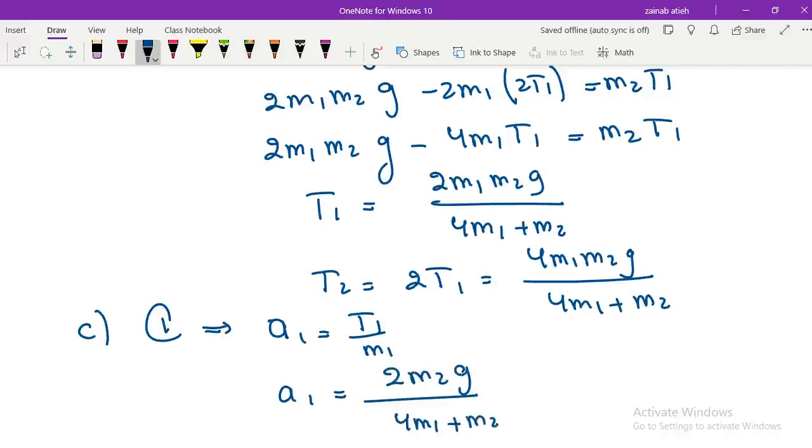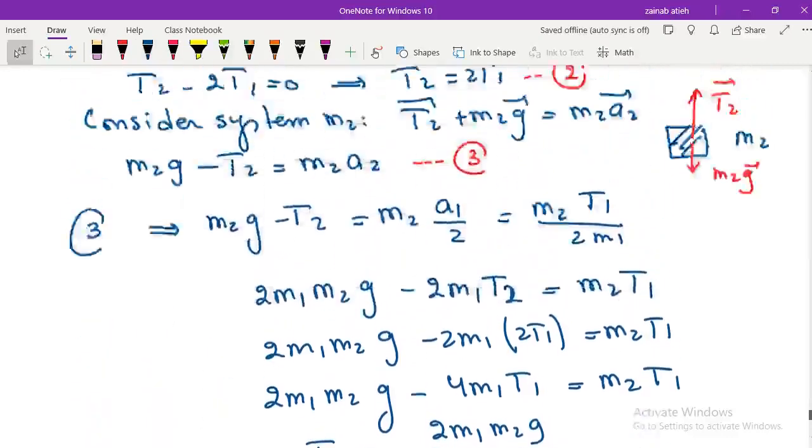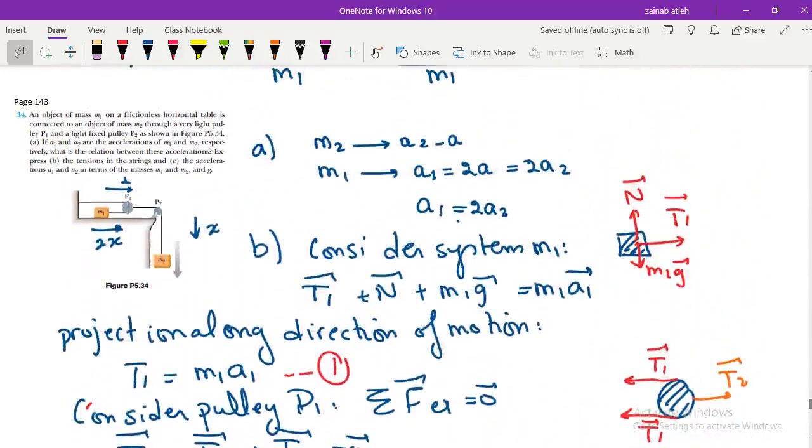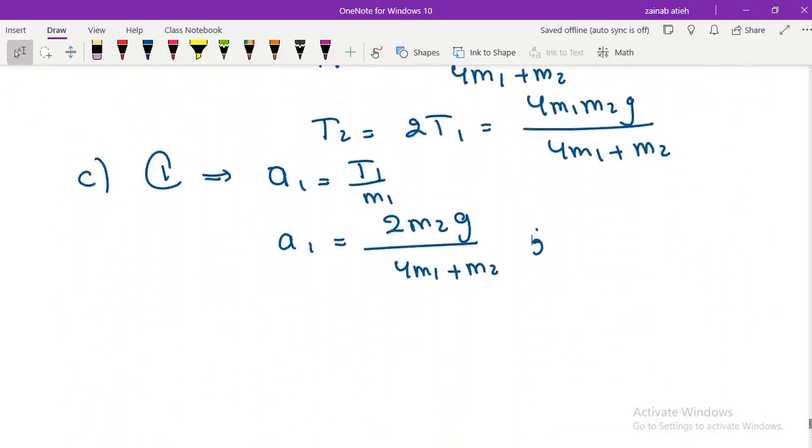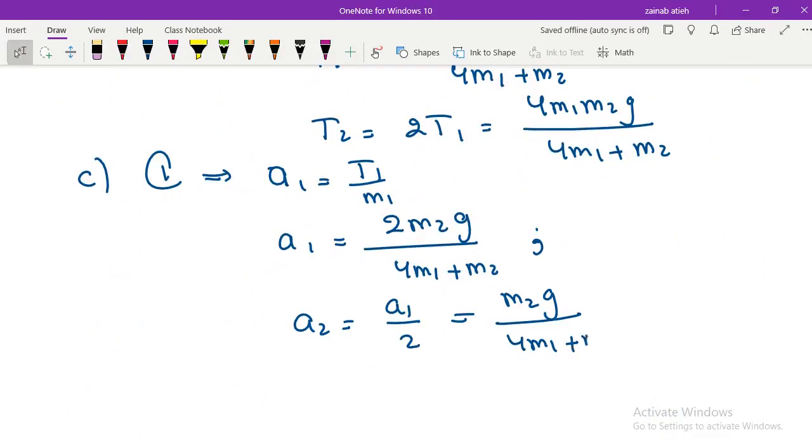This is A1. إذا بدو ال A2 already في relation between A1 and A2 which was found earlier. Okay, here it is. It is A1 equals 2 A2. So A2 equals A1 over 2. We will get M2g over 4 M1 plus M2. And this is the answer for part C. And like this, we finish our problem.